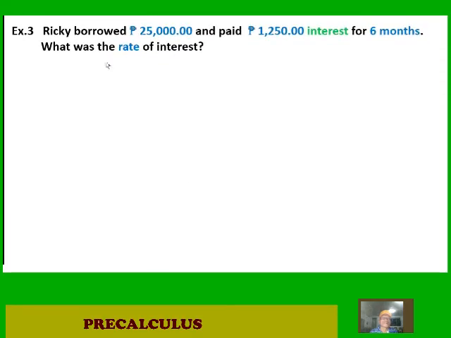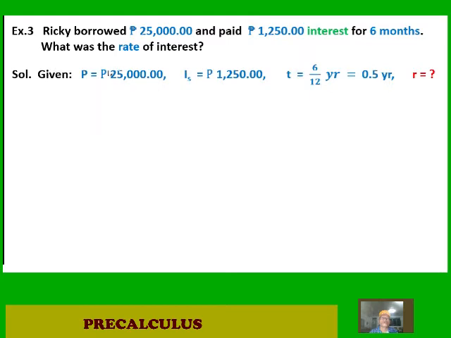Next example, Ricky borrowed 25,000 pesos and paid 1,250 pesos interest for 6 months. What was the rate of interest? So we have here this borrowed money, the principal, the interest 1,250, time is 6 months or 1/2 year, or 6/12, converting months to year. So 6/12 is 0.5 year. It is asking for the rate of interest.